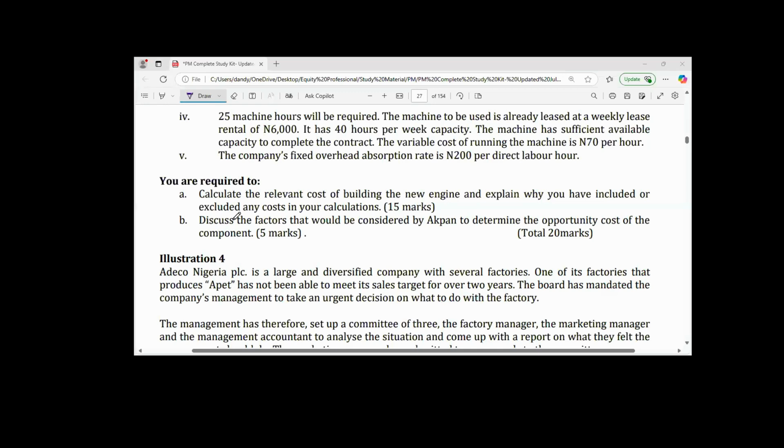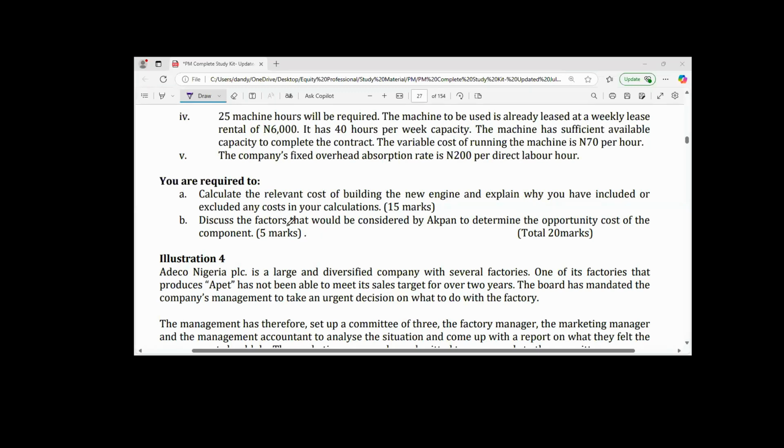Calculate the relevant cost of building this new machine and explain why you have included or excluded any cost in your calculations. 2. Discuss the factors that will be considered by ICAN to determine the opportunity cost of the component.